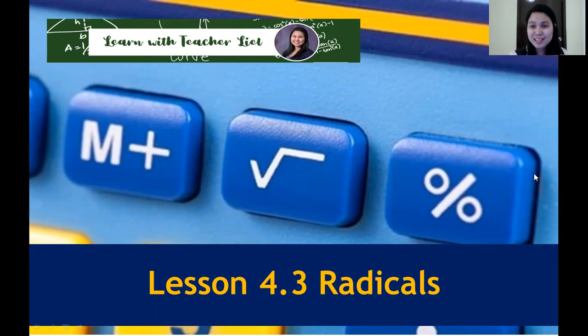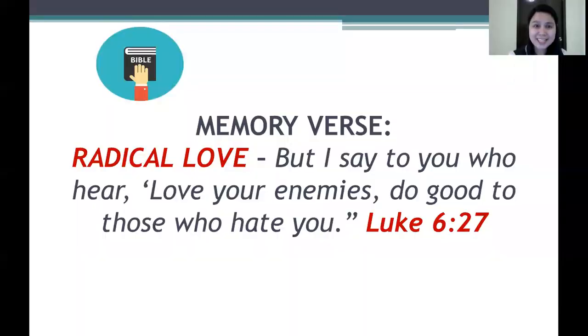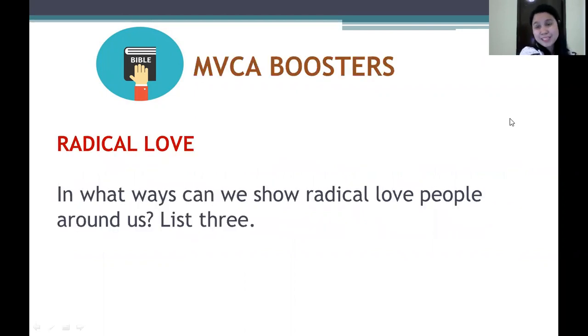Let's start by reciting today's memory verse, found in Luke 6, verse 27. We'll be talking about radical love. It says, "But I say to you who hear, love your enemies, do good to those who hate you." And today's MVCA boosters is related to this. It says, in what ways can we show radical love to people around us?